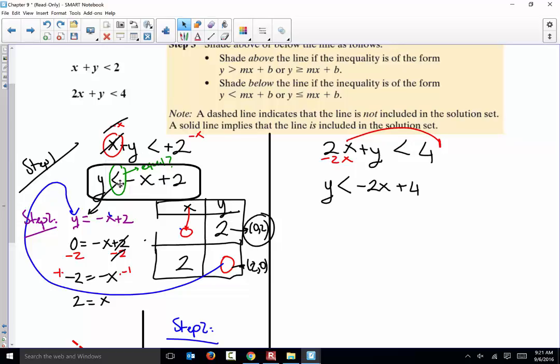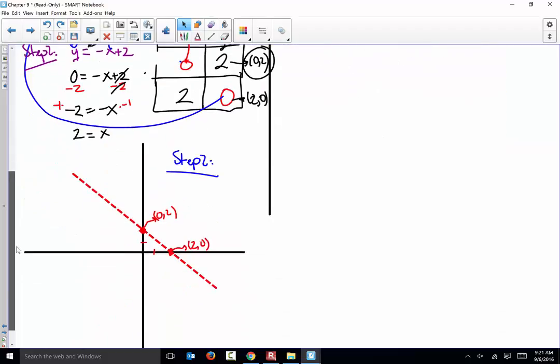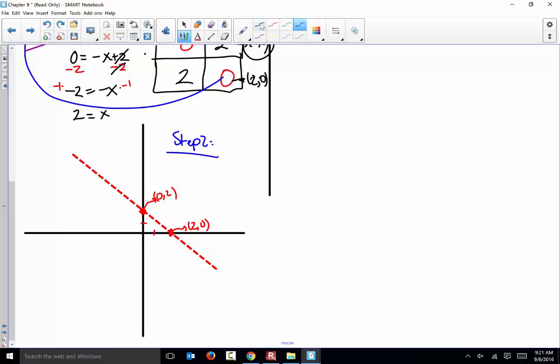So which way is it pointing? It's pointing to the right side, x direction. So we're shading below, correct? So let's do it. Okay, which color do you like? Green?